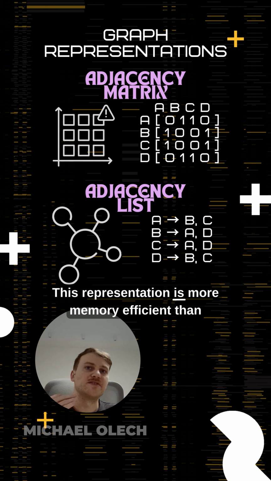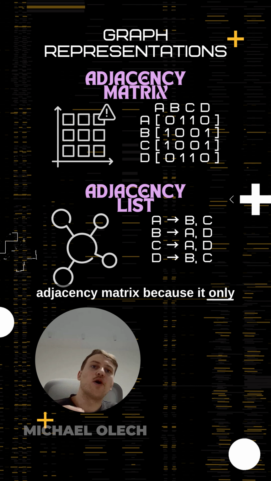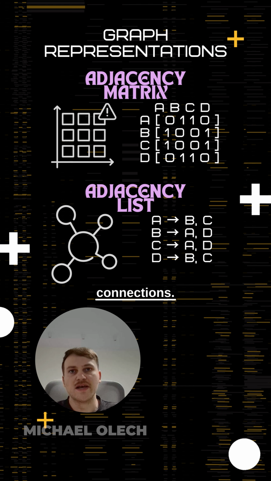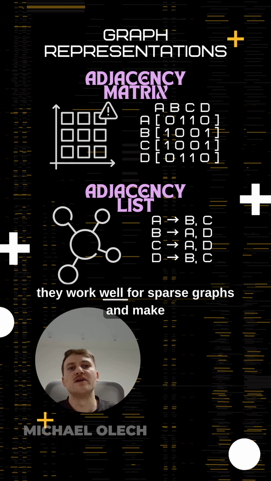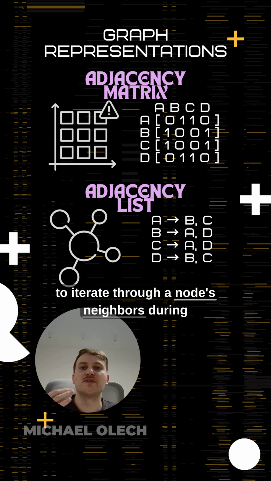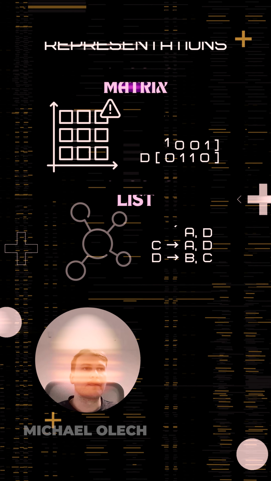This representation is more memory efficient than an adjacency matrix, because it only stores existing edges rather than all possible connections. Adjacency lists are commonly used in practice because they work well for sparse graphs and make it easy to iterate through a node's neighbors during algorithms like BFS or DFS.